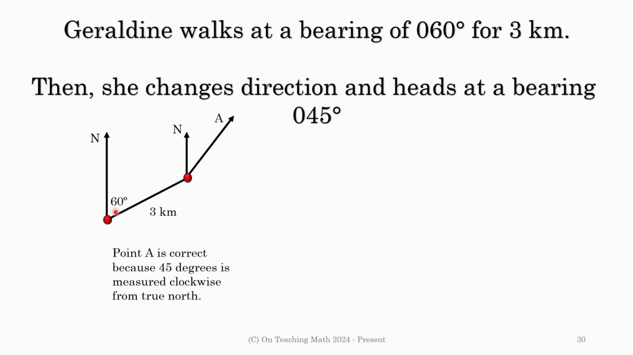Whereas if she was on her trajectory and you measured 45 degrees to the right, it would be down here, but that would not be a bearing of 45 degrees. That'd be 105, right? So if she's traveling at a 60-degree bearing and she wants to go at a 45-degree bearing and she's on this path right here, she would actually turn left by 15 degrees.